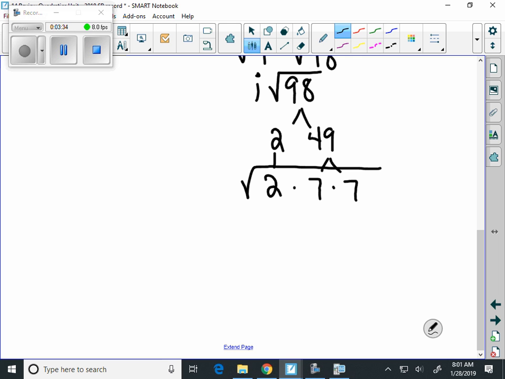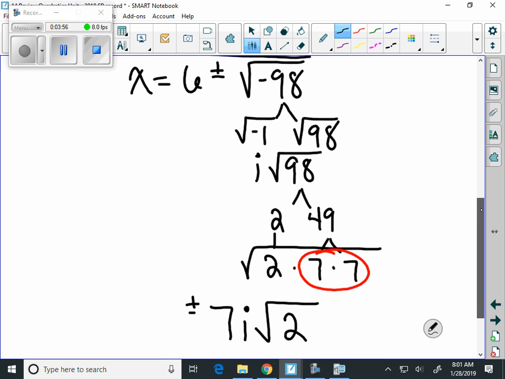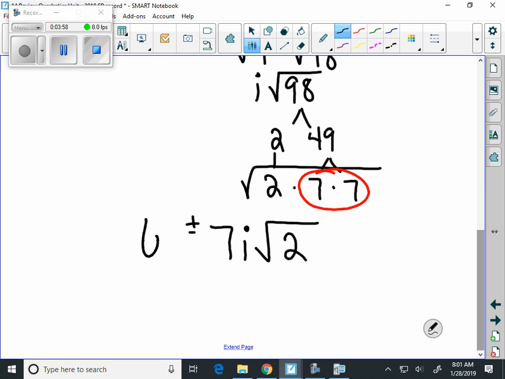Remember, when we're simplifying this, what we're looking for is 2 of the same values. Take out 1. And we have 2 sevens, so we can take that out. Also remember that we already have an i on the outside. We have a single 2 that's going to remain in there. And remember it was 6 plus or minus. So our value here is 6 plus or minus 7i radical 2.